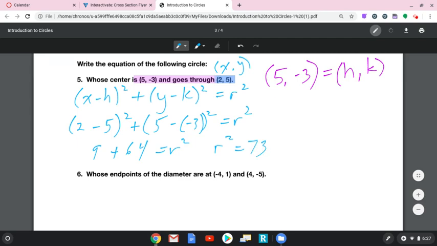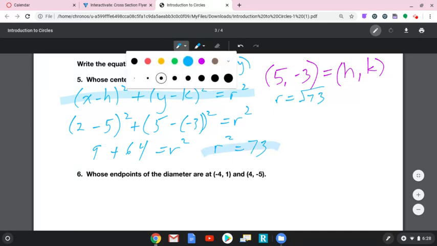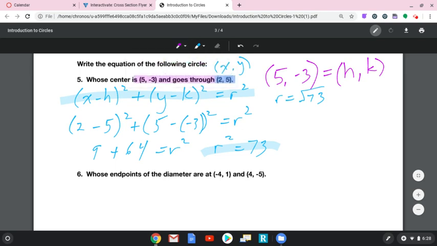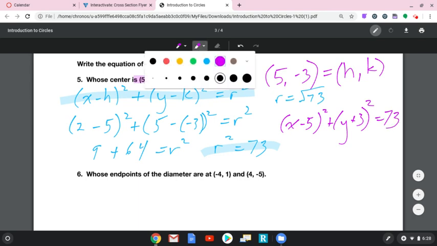Now, if I was finding r, I would know that r is the square root of 73. But if you look at your equation, it has r squared in it. So I'm going to actually use the 73 that I found. So my solution will be (x minus 5) squared plus (y plus 3) squared, because I'm subtracting that negative 3, equals r squared. And r squared we know is 73. That would be my final solution.